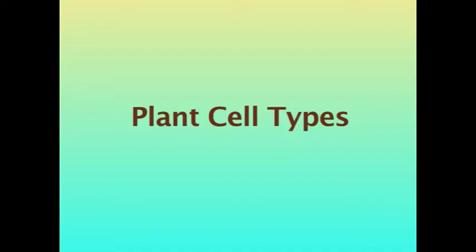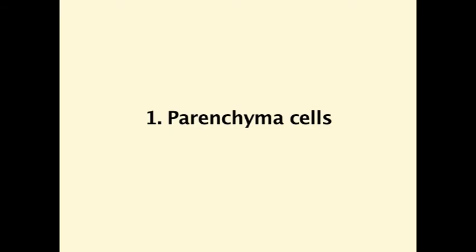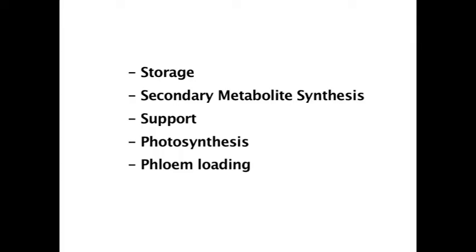Let us now see the plant cell types. Plants are mostly multicellular and the cells of a plant body are of different types depending upon their shape, structure and function. The main types of plant cells are: the first type is the parenchyma cells. These are living cells with thin, permeable primary walls and they have diverse functions including storage, secondary metabolite synthesis, support, photosynthesis and phloem loading.